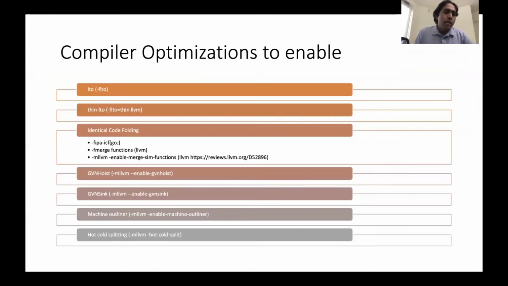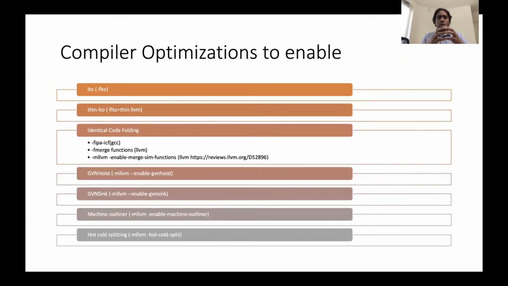There are some optimizations which are not enabled by default. Some of them can be enabled, and you can try them out. The first one is -flto. This is basically enabling link time optimization.